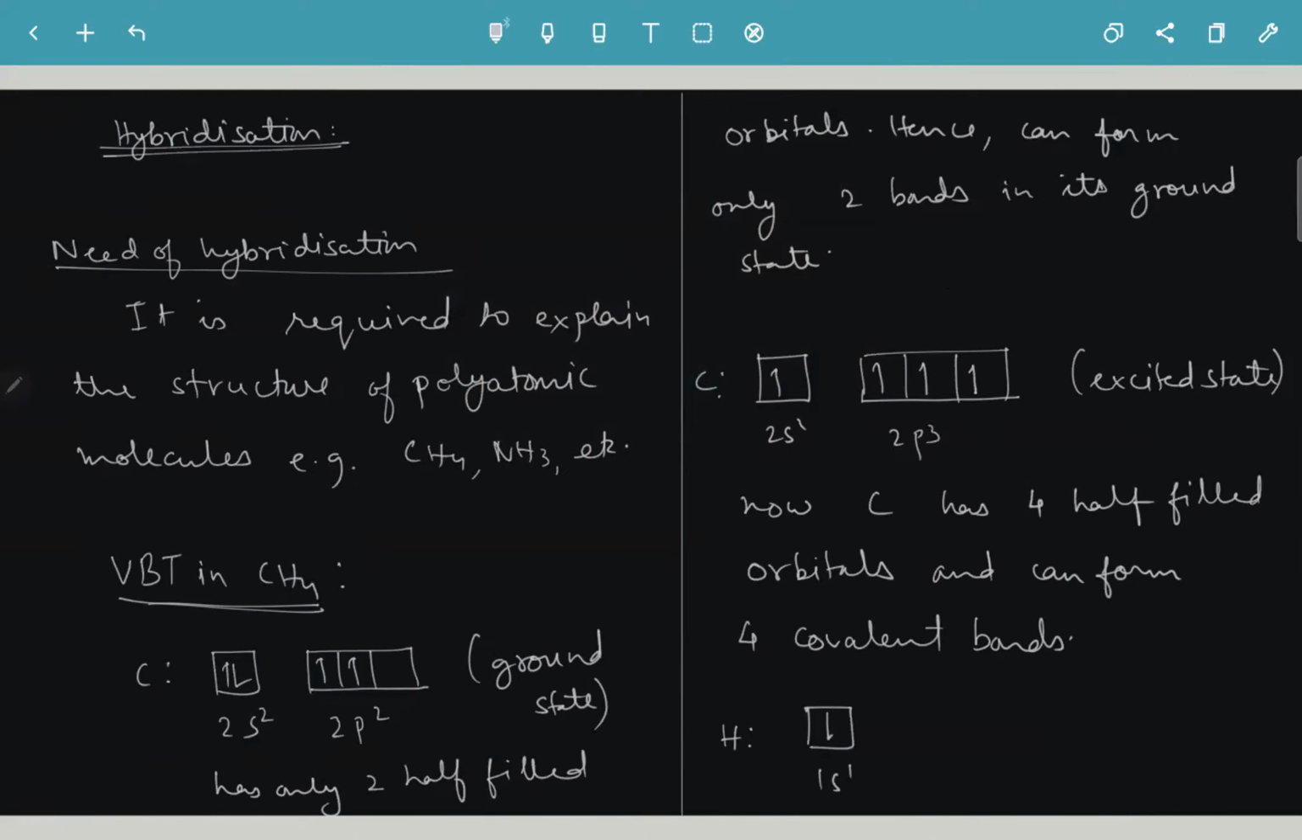So how will the bonds be formed? Half-filled orbital of carbon will overlap with half-filled orbital of hydrogen atom. This is how bonds will be formed.